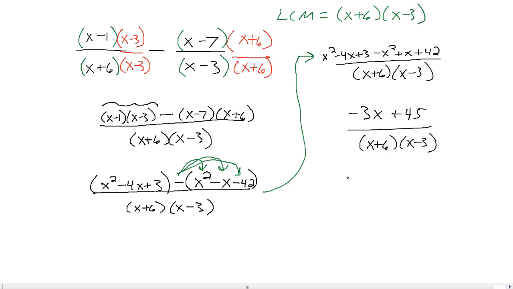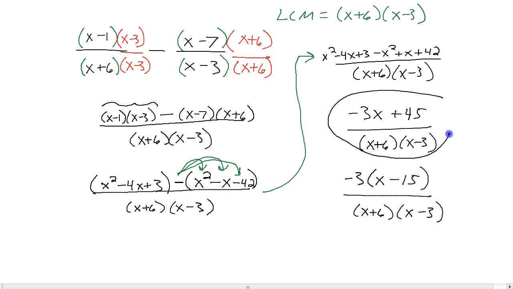Now I can pull out a 3 or even a negative 3 out of the top, and I get x minus 15. Denominator is the same. And it looks like there's nothing that I can cancel even if I do pull out the negative 3. So if that's the case, you can back up and circle this one as your answer, or you can just leave it factored like this for your answer.